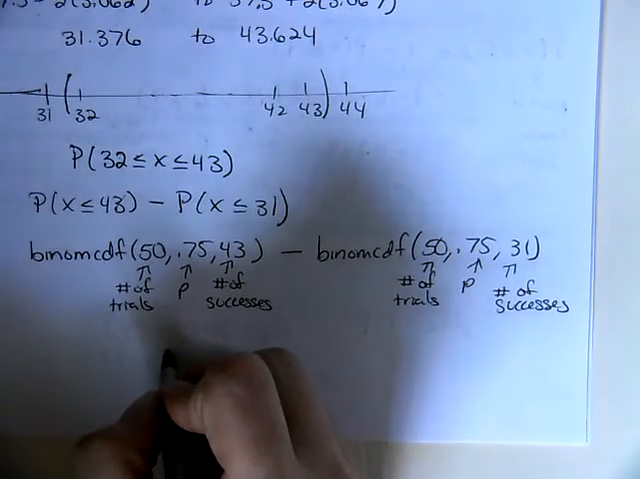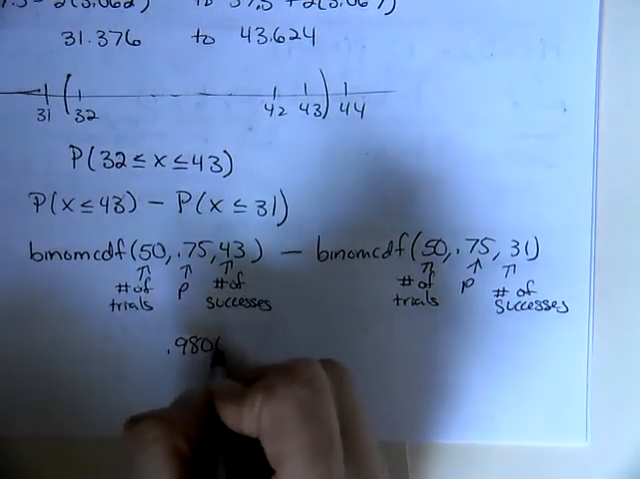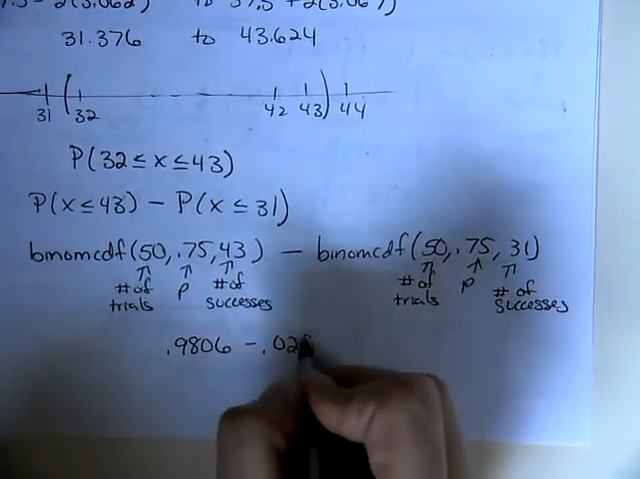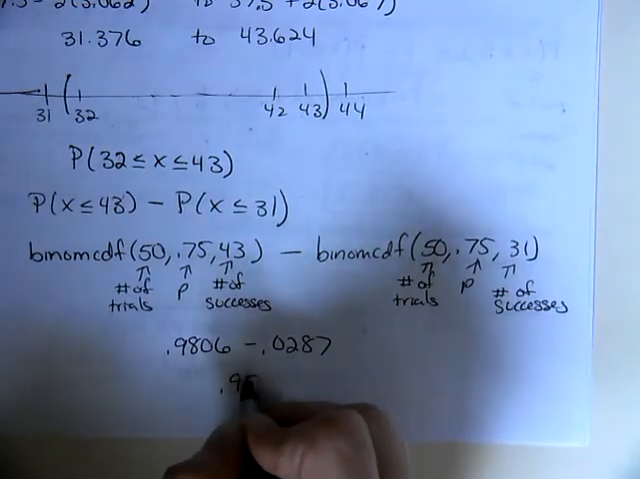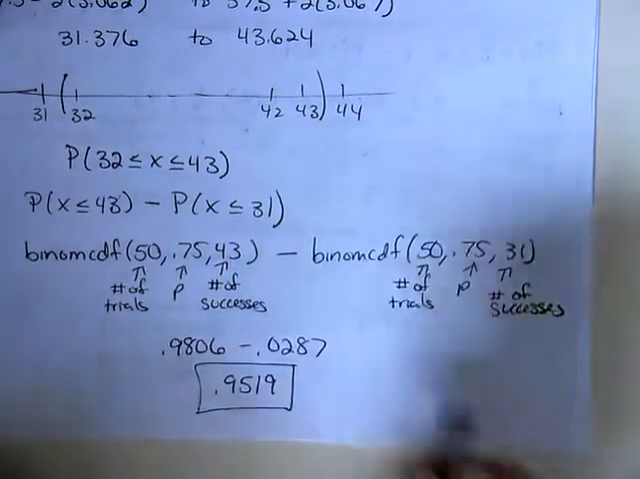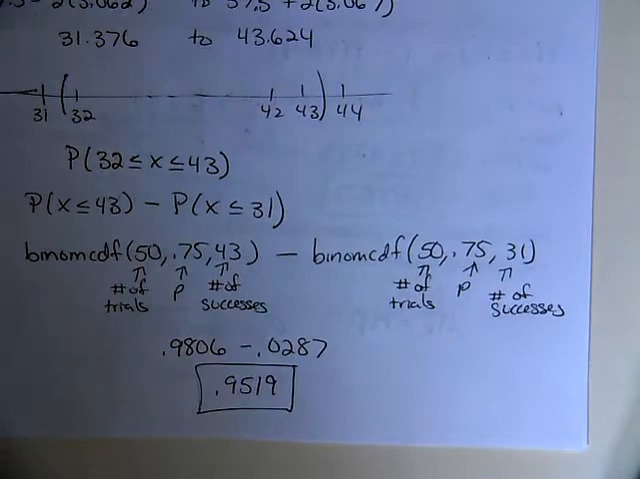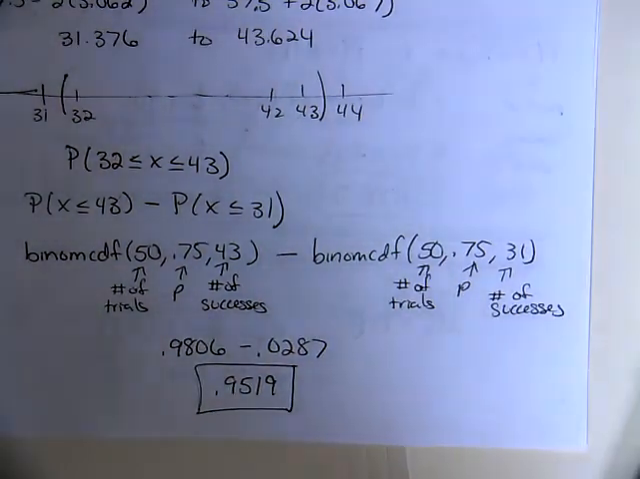So, if I put that in the calculator, I get 0.9806 minus 0.0287, so 0.9519. So about a 95% chance that I have between 32 to 43 customers who choose that octane gas.